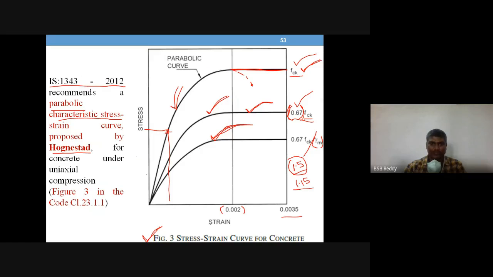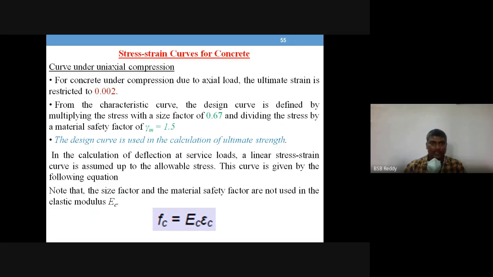Okay, like under uniaxial compression, for concrete under compression due to axial load, the ultimate strain is restricted to 0.002. Okay, and from the characteristic curve, the design curve is defined by multiplying the stress with a size factor, as I said, 0.67, and by the material safety factor 1.5.